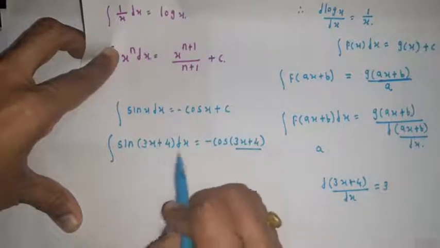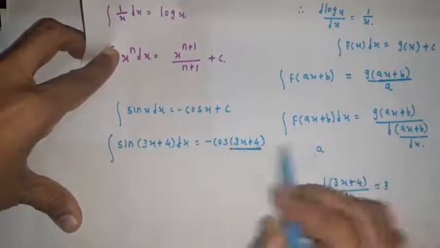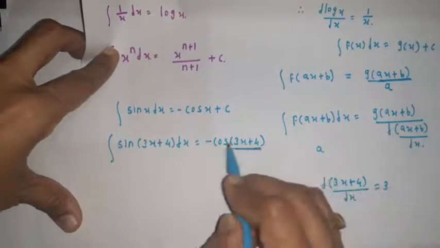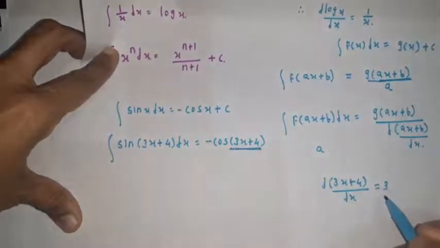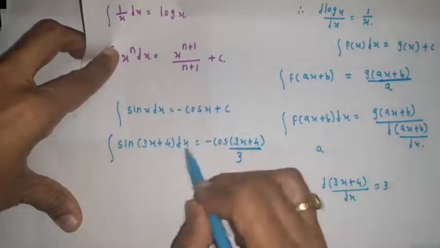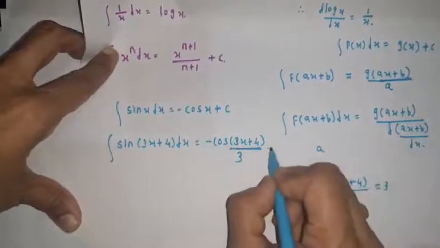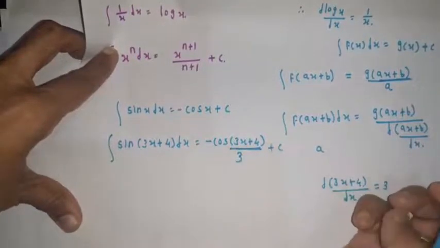Okay, and while integrating, whatever the differentiation of this again differentiable function, find out its differentiation and divide it. Divide whatever the integration by 3, and that is plus constant of integration c.